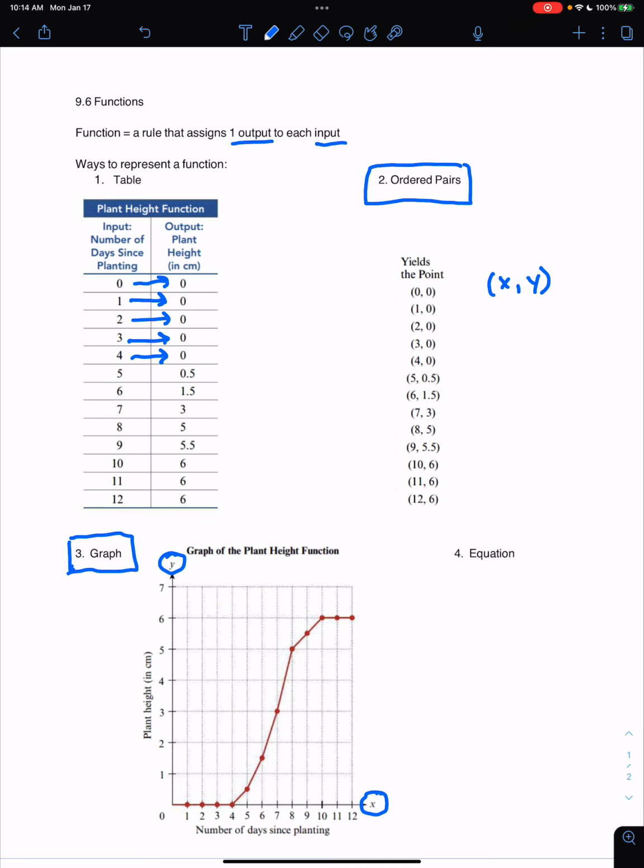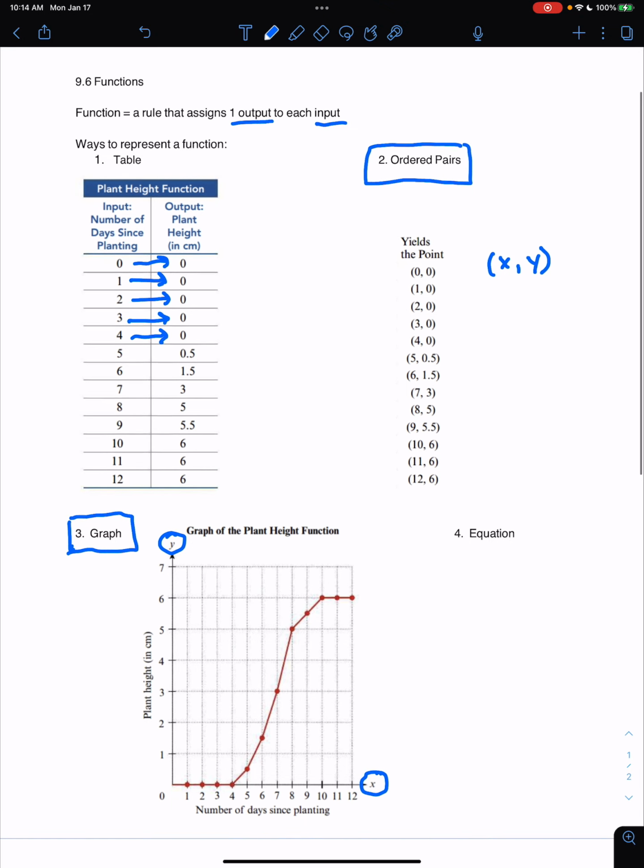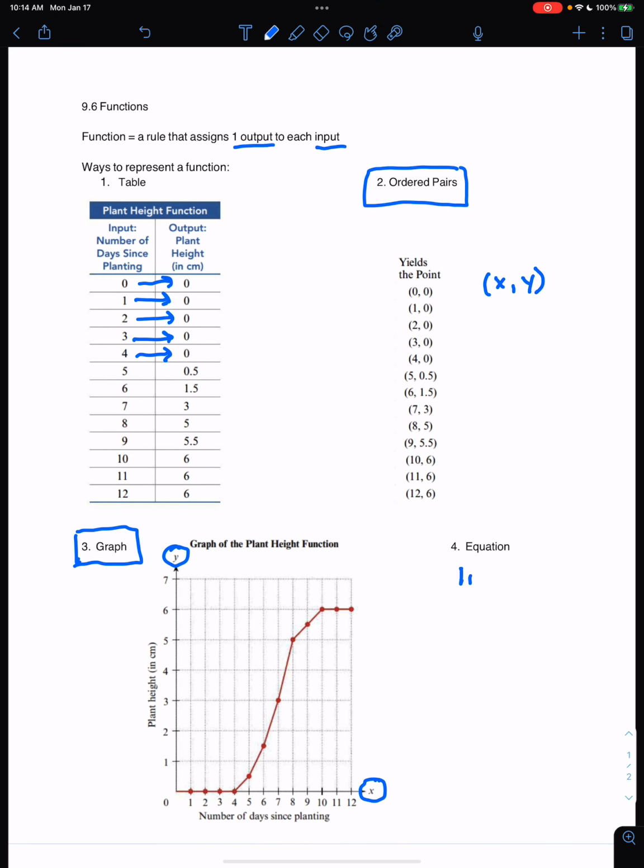And then finally, we can have an equation. And there are lots of different equations. For this function, it's not so easy to see the equation, right? But we can have different equations for functions, and some that you may be familiar with are linear functions, quadratic functions, exponential functions. So these are just examples.